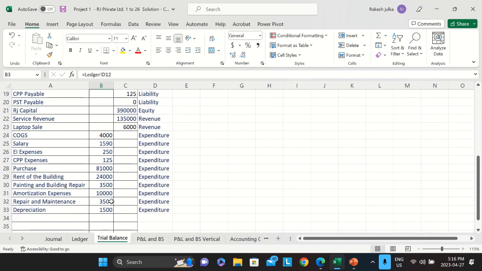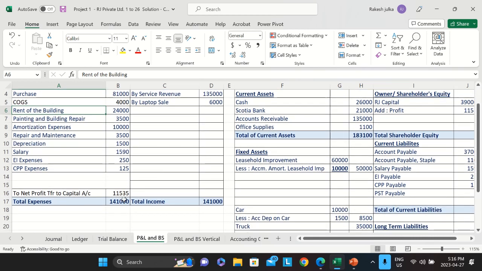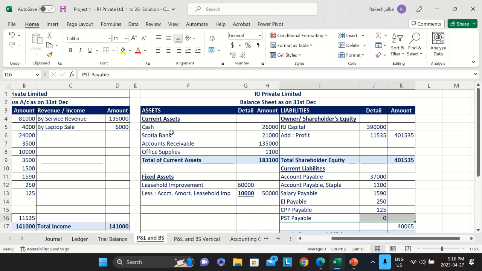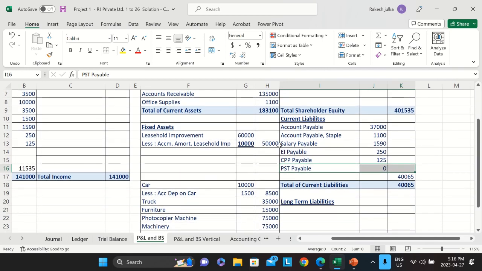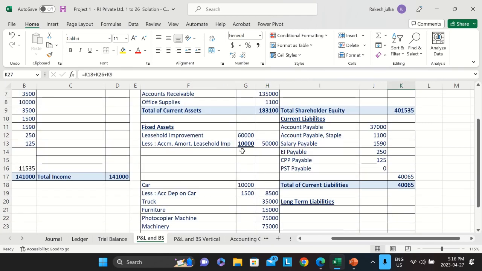So look at the beauty of Microsoft Excel and accounting. In the profit and loss account, you can see the profit of 11,535 is coming. And also if you see here, on the current assets that I have divided like this, the fixed assets, this one, and the total, this is current assets plus fixed assets is equal to 441,600. Both assets and liabilities are matching here, so everything is done.